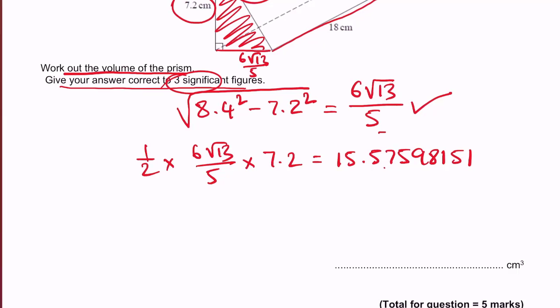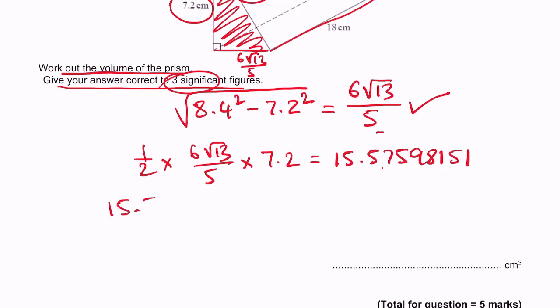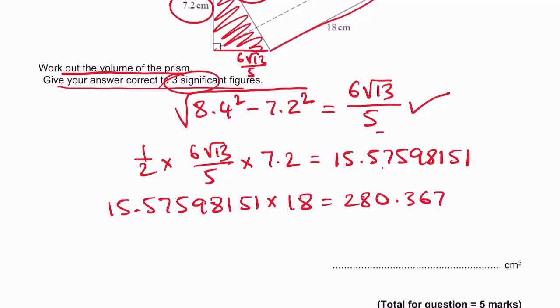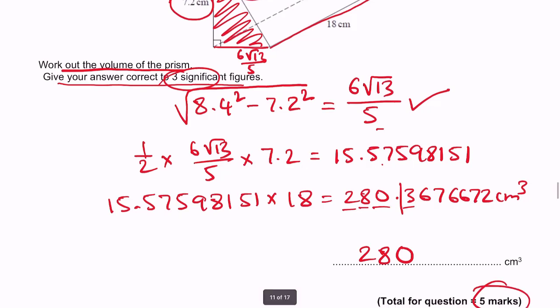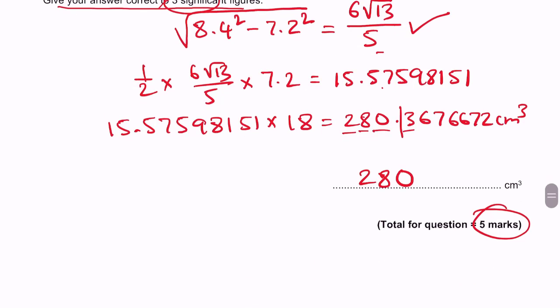Now let's multiply the area of the triangle, which is 15.57598151, by the length of the prism. I've got the answer saved on the calculator, times by 18. That gives us 280.3676672 centimeters cubed. Rounded to 3 significant figures, the next number is 5 or less, so I leave it as 280 centimeters cubed, and that's worth 5 marks. And that's the answer for this one.